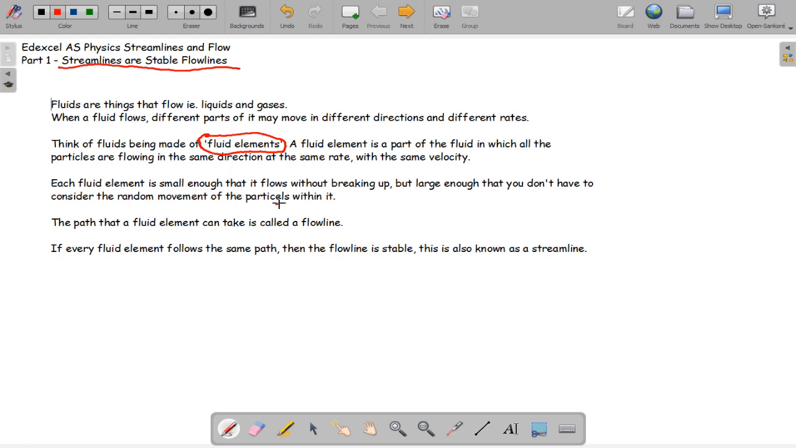Spot the obvious spelling mistake, the E when you spell particles. But anyway, the path a fluid element can take is called a flow line, and if every fluid element follows the same path, then the flow line is stable, and it's also known as the streamline.